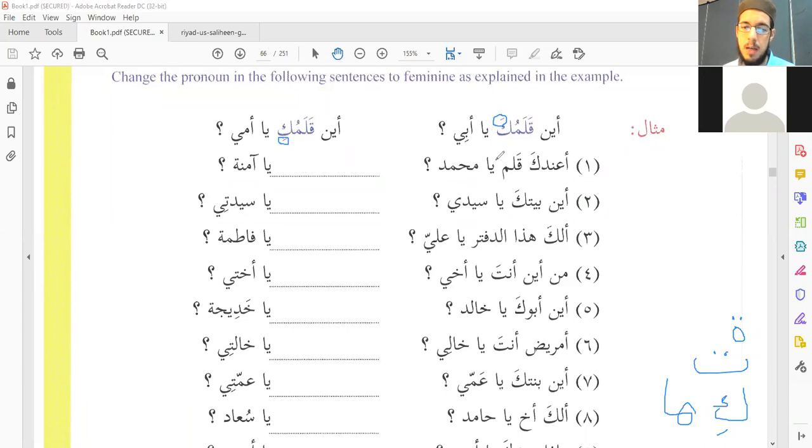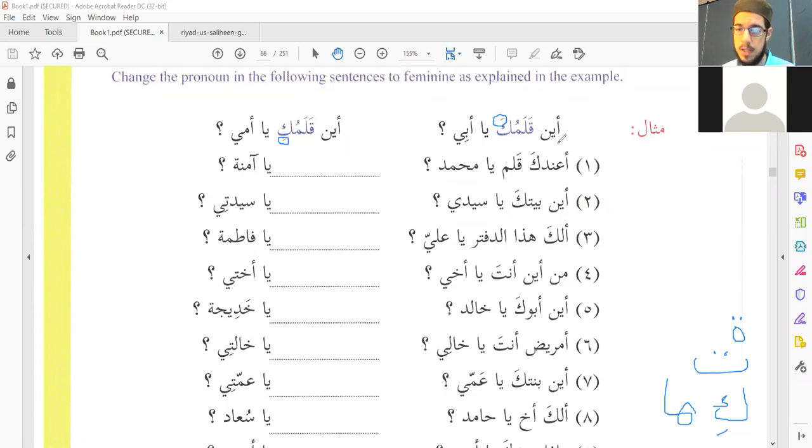All of these, يا أبي, يا محمد, يا سيدي, يا علي, يا أخي, يا خالد, يا خالي, يا عمي, يا حامد, are going to be addressing men. And then يا أمي, يا آمنة, يا سيدتي, يا فاطمة, يا أختي, يا خديجة, يا خالتي, all of these are going to be addressing women. So all you're going to do is, using the exact same question, change the possessive pronoun from masculine to feminine.